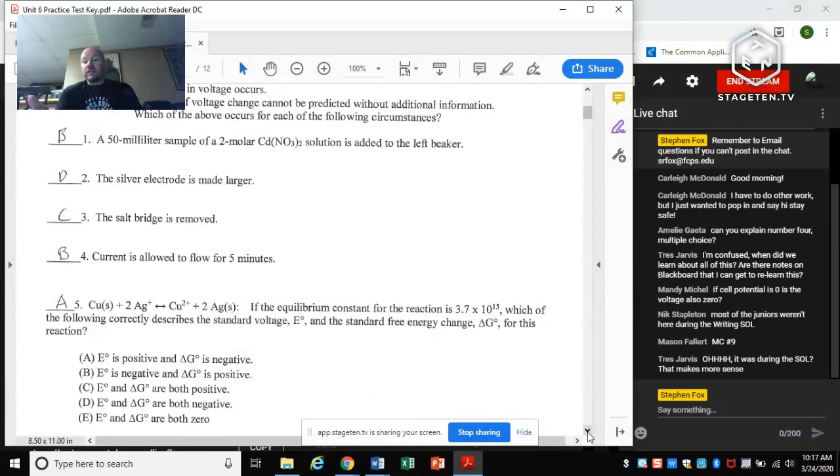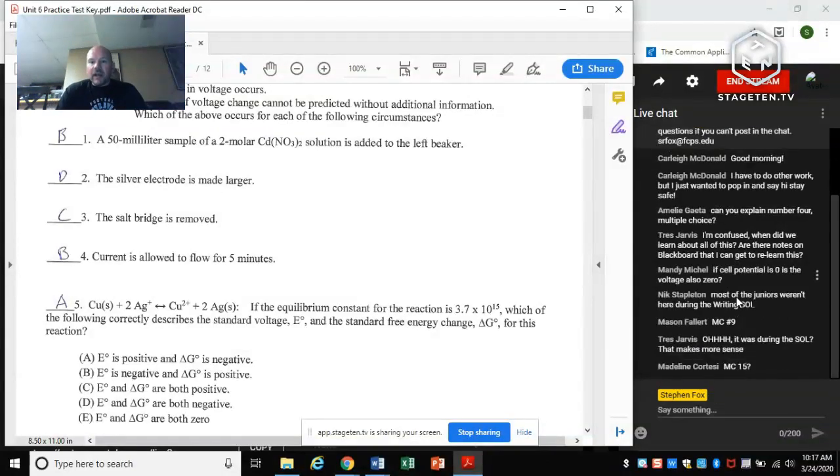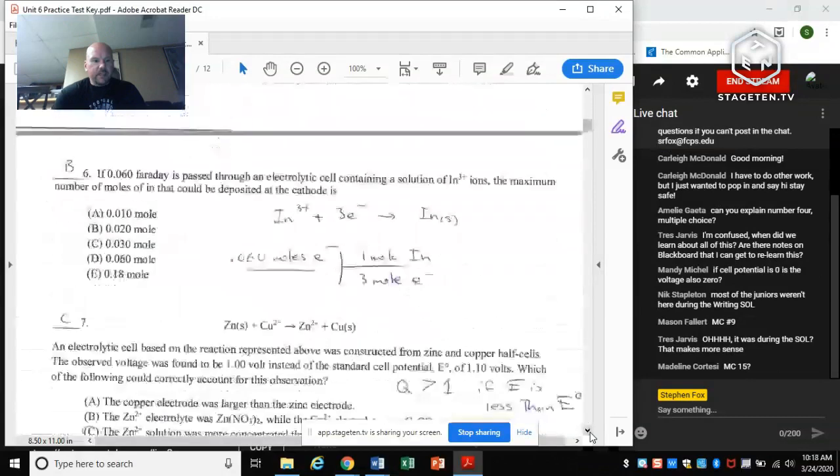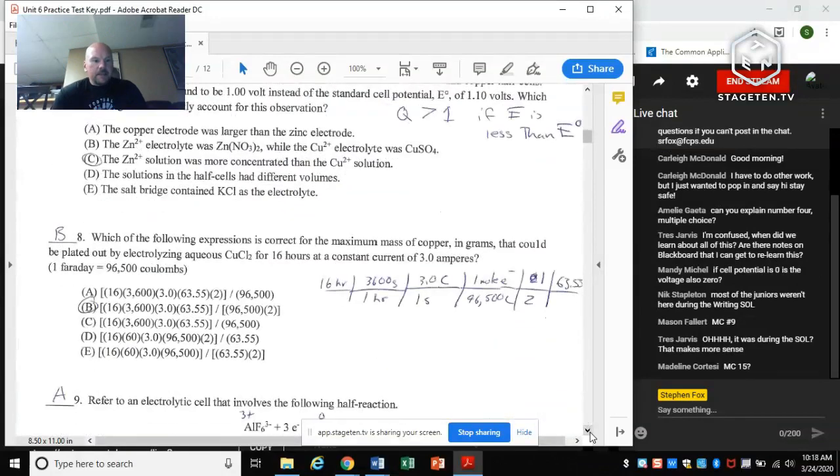Oh, it was during the SOL. There you go, Trace. All right, we got a question: if cell potential is 0, is that the voltage? Yes, cell potential is the voltage. Voltage is cell potential. Cell potential is voltage. Okay, MC number 9. So I got MC number 9, MC 15. Let's do those. Let's stick on the multiple choice, and then we'll get to the free response. So MC number 9.